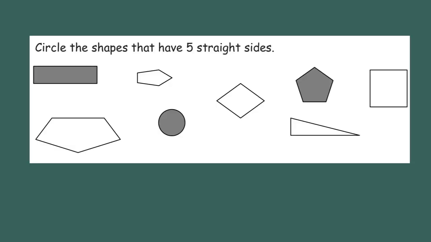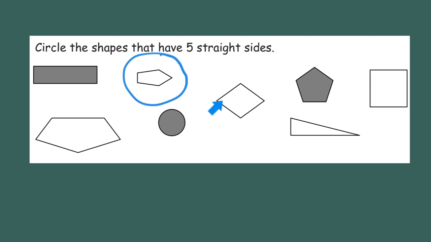All right, let's try our first example. Circle the shapes that have 5 straight sides. We know that a side is the number of lines that make up the shape. So let's start counting. In our first one, there is 1, 2, 3, 4. So that shape does not have 5 straight sides. Let's move on to the next one. 1, 2, 3, 4, 5. That one does have 5 straight sides.